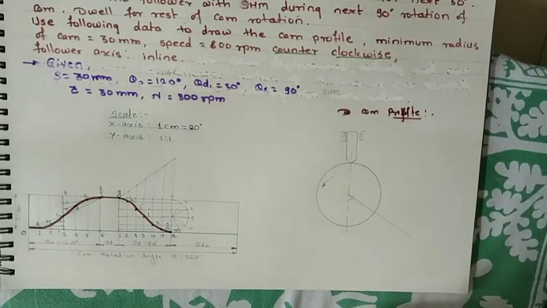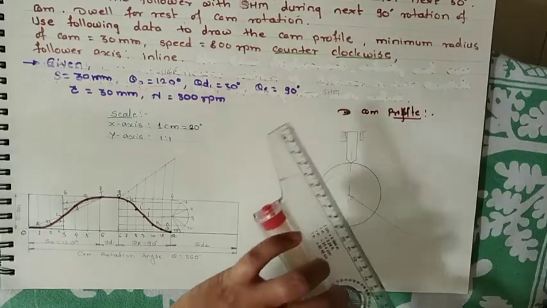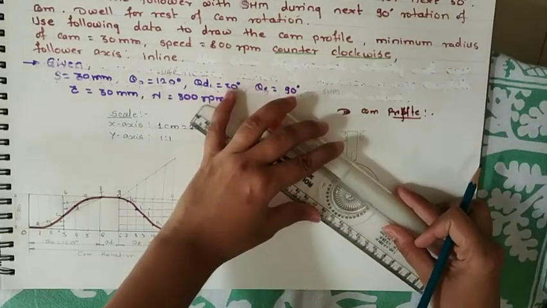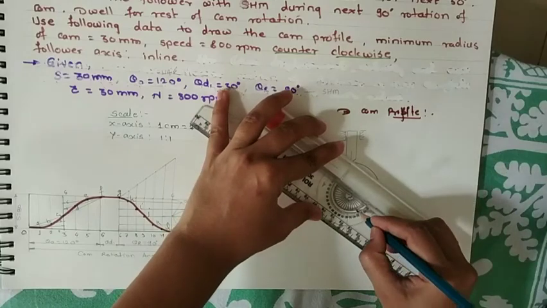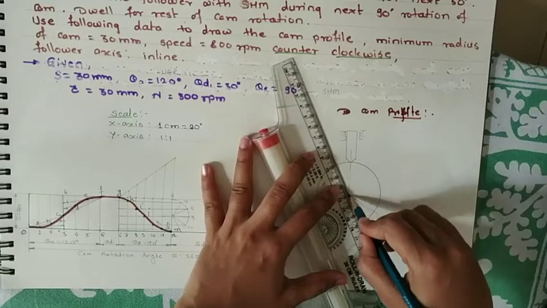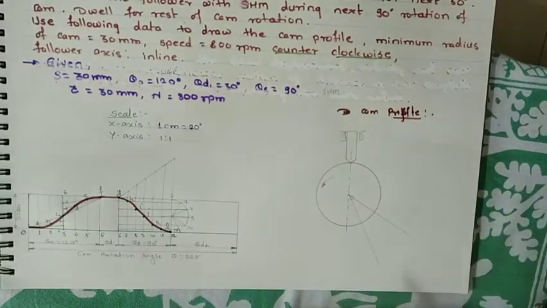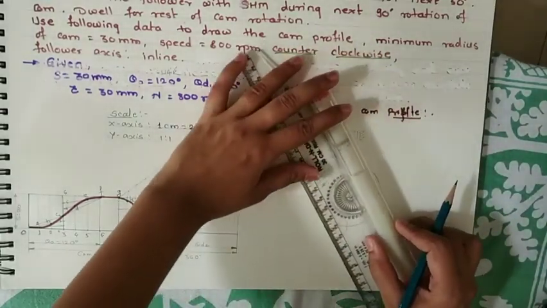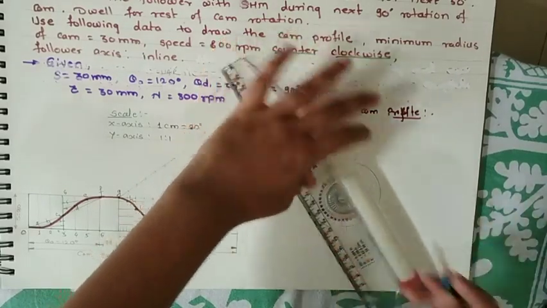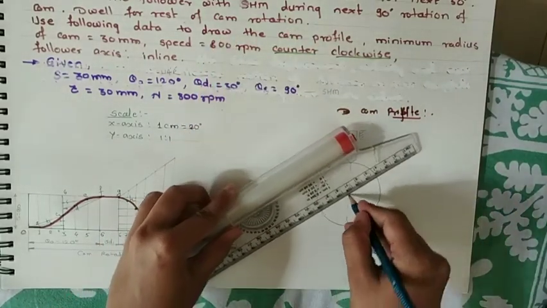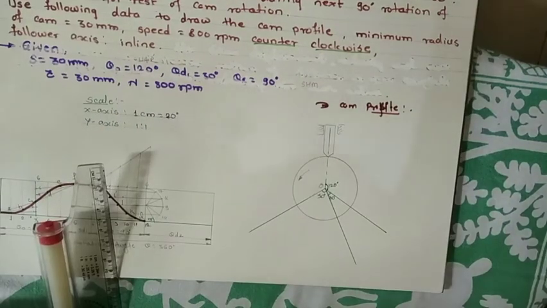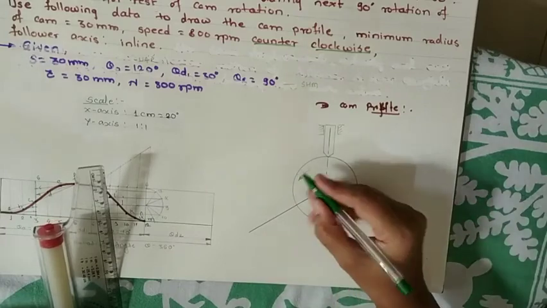Take that 120 angle and draw a line. Similarly, take the next 30 degrees. So for 30 degrees, just mark a point, then draw a line, and after that the last return stroke, that is 90 degrees. So here is the 90 degrees. Again draw a line. So here we have the angle division.